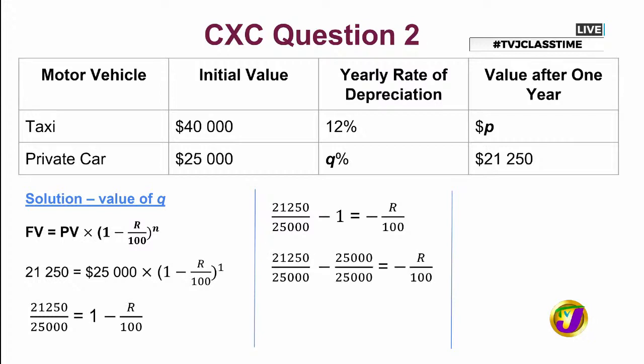Now we have a fraction and we're subtracting 1 from that fraction. It makes sense for us to write that 1 as a fraction as well. And from the initial discussion, we said that that 1 is actually the whole of the initial value or the present value. And the present value in this case is 25,000.